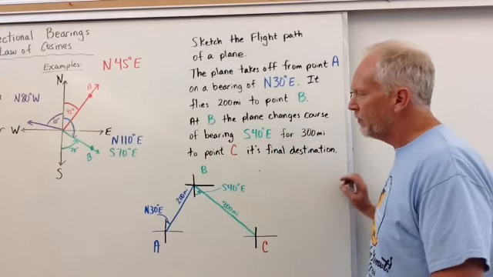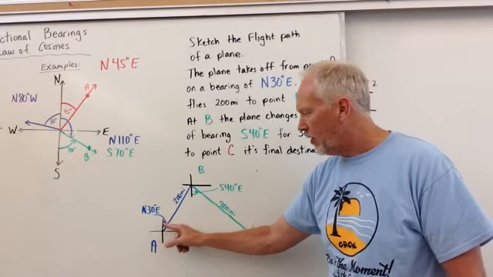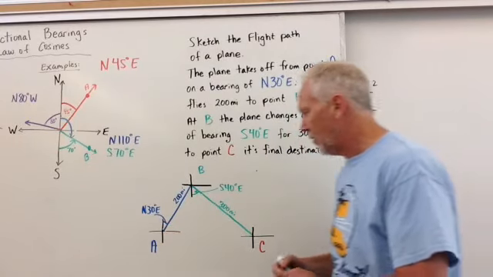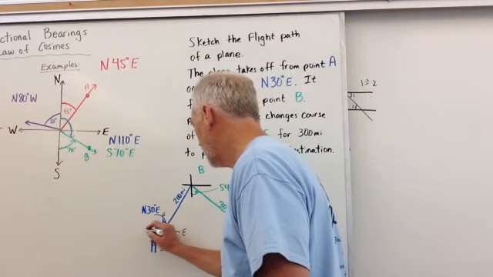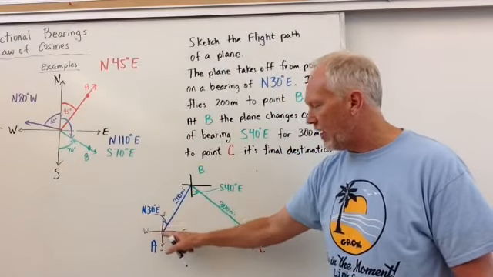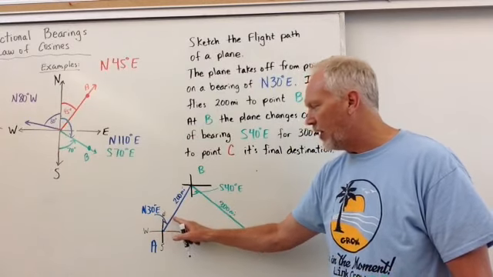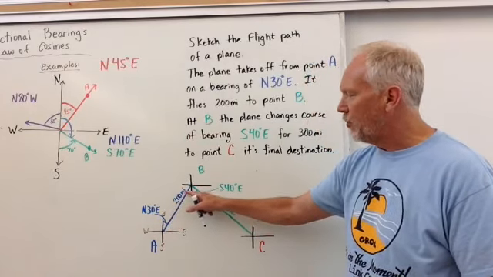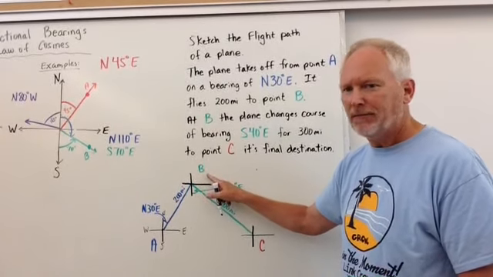Now what we want to do is draw that. We start off and make a little crosshair: north, south, east, and west. If we want north 30 degrees east, that's going to be that little angle right up there, because it's 30 degrees east of north. So 30 degrees. And it flies for 200 miles, so I label that 200 miles, until it gets to point B.